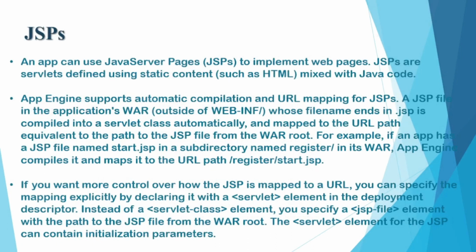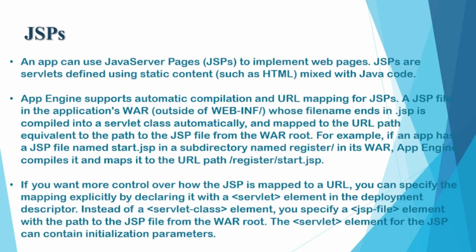An app can use Java Server Pages to implement web pages. JSPs are servlets defined using static content such as HTML mixed with Java code. App Engine supports automatic compilation and URL mapping for JSPs.